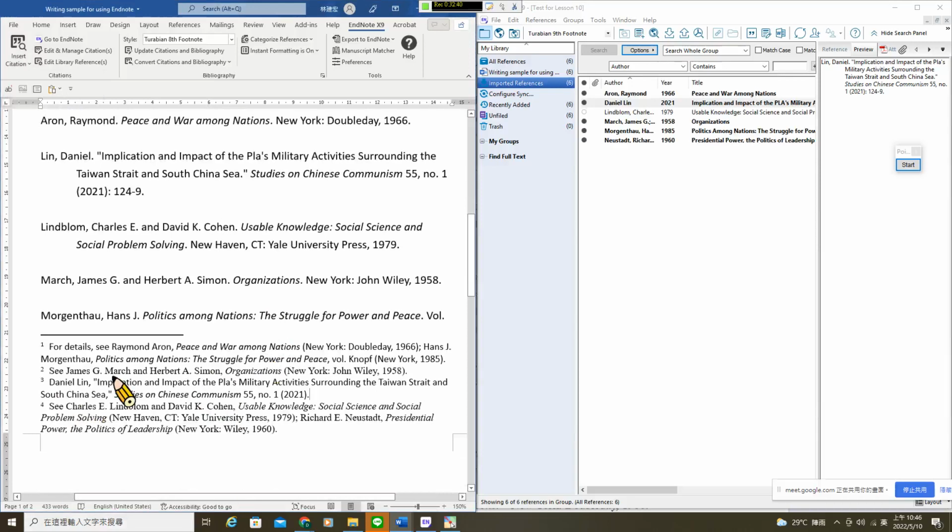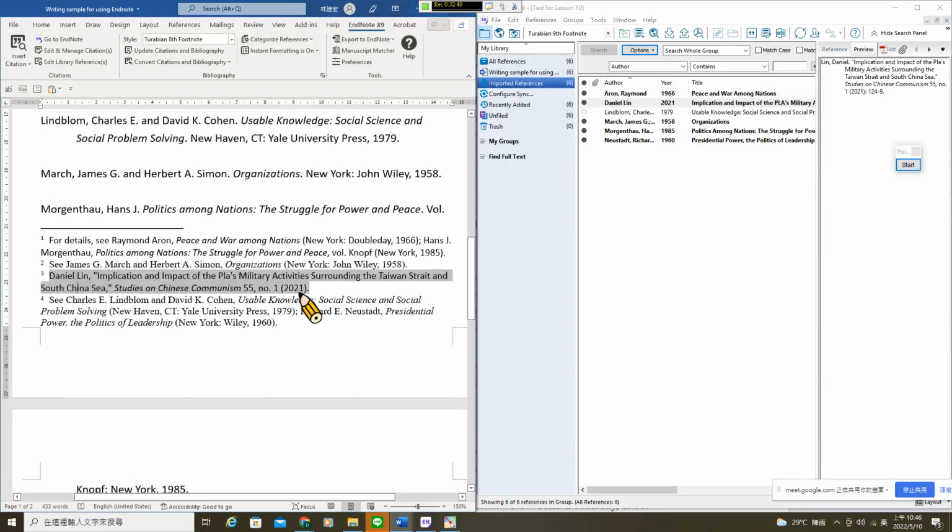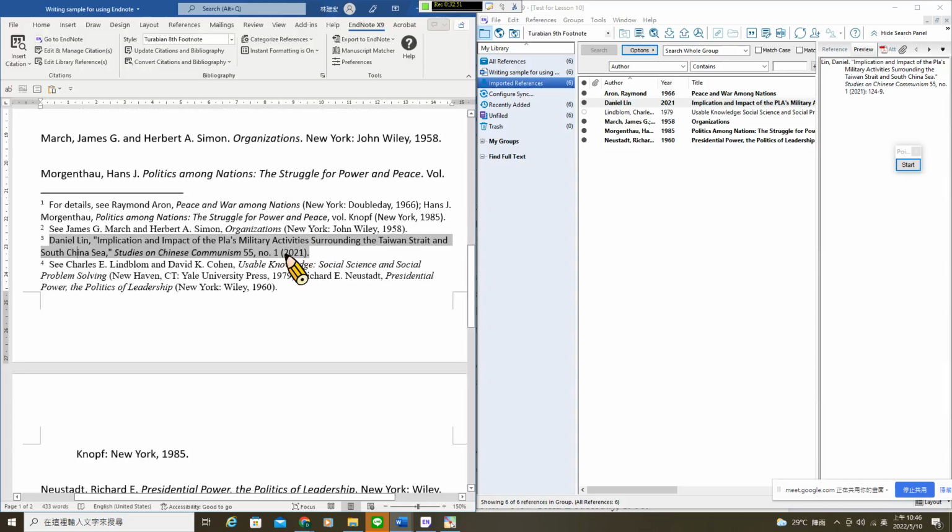Okay, let's take a look at this one. Daniel Lin's book. Did you see the number of the page here? This one? There's no page at all, right? Because you need to key it in by yourself. But don't just key it in here. 126, don't do this, because it will not allow you to do this. Let me do this one more time. See, it will disappear, right?